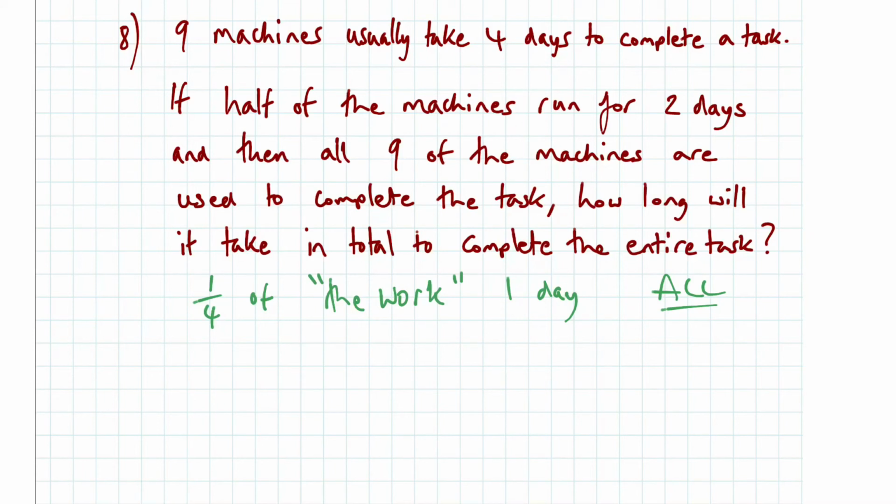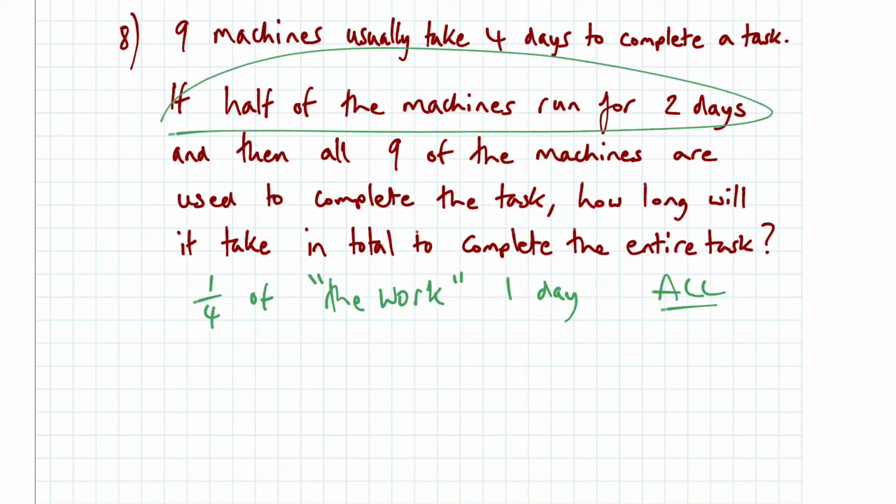Now the clever thing about this is half the machines for 2 days is the same as all of the machines for 1 day. So actually, this bit with the star on it is a quarter of the work. So we've got a quarter of the work and 2 days taken so far. It tells you that there. That leaves 3/4 of the work to do.